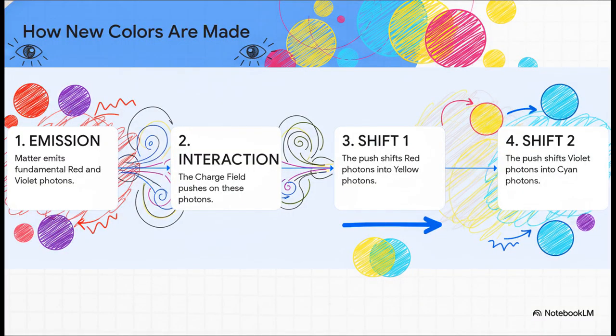And here's how that push actually creates new colors. It's a simple process. Step 1, an atom somewhere emits a fundamental red or a violet photon. Step 2, that photon travels through this charge field and gets pushed on. Step 3, that little push changes the spin energy of a red photon and it shifts it, turning it into a yellow photon. And step 4, the same exact thing happens to a violet photon. The push from the charge field shifts it and it becomes a cyan photon. And just like that, our 2 emitted colors have become 4 distinct colors we can actually see.